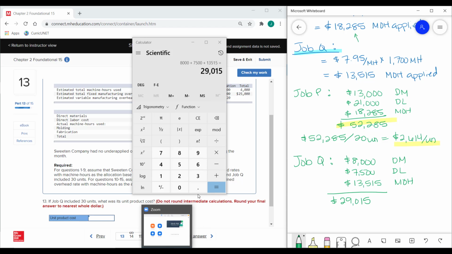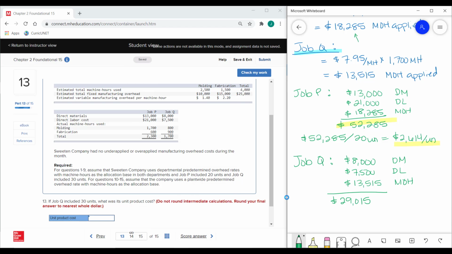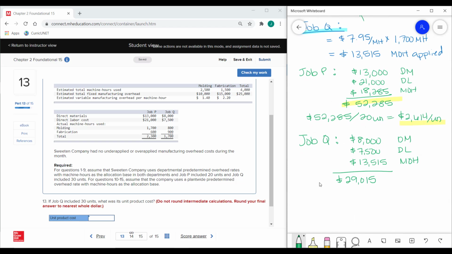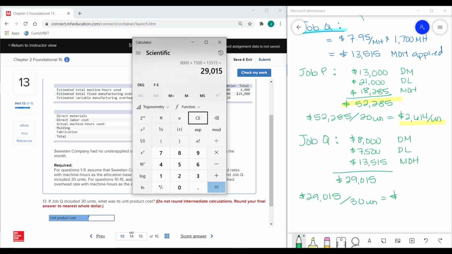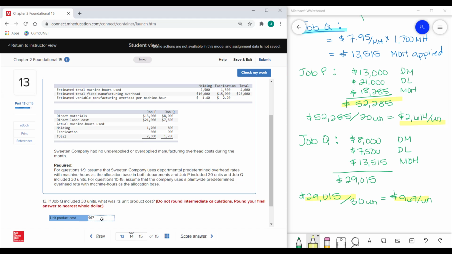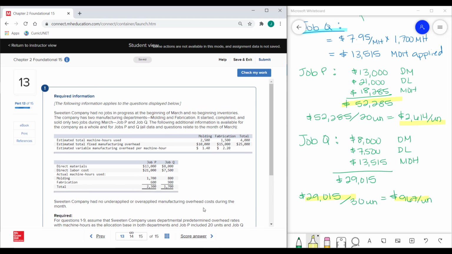But again, this question isn't asking what the total cost is of job Q overall, but what the cost is of each unit within job Q, right? So we're going to just take that $29,015 of total cost of job Q and divide it by the 30 units within that job to find the cost per unit. So that rounds to about $967 per unit. Okay, very good. Enter that and let's score our answer.